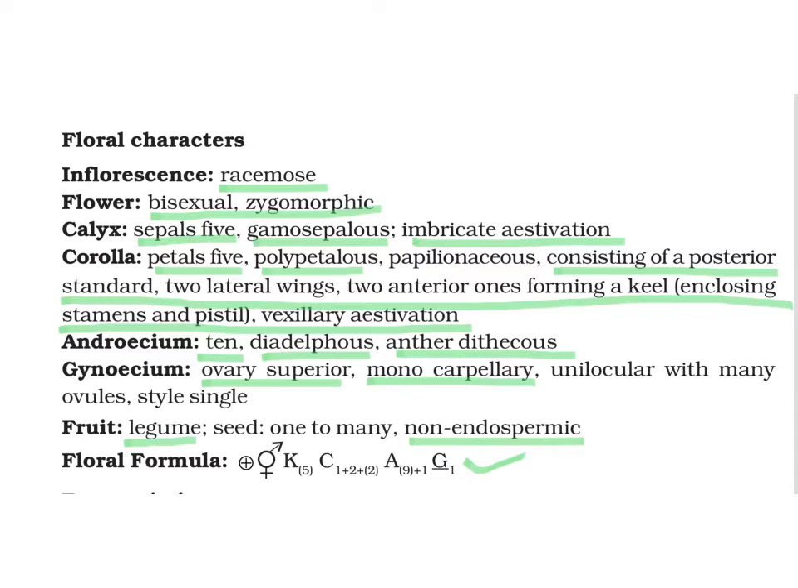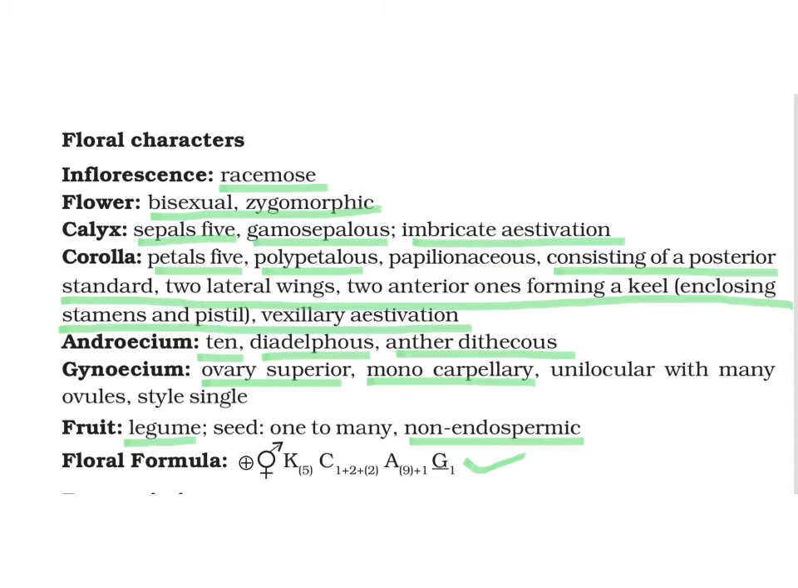Then it is zygomorphic. It is regarding the symmetry. We have learned earlier two types of symmetries are present, actinomorphic and zygomorphic. Now calyx, here sepals are 5 in number, they are gamosepalous and imbricate type of aestivation is seen. Then if we talk about corolla, the petals are 5, they are polypetalous.